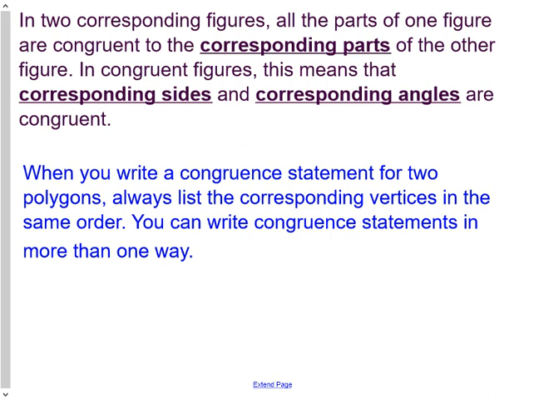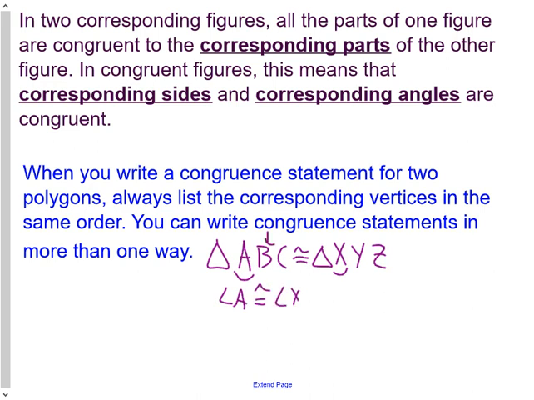But when you write a congruent statement for two polygons, you need to list the vertices in the same order. Meaning, if triangle ABC is congruent to triangle XYZ, just by how I wrote that statement, angle A and angle X are congruent. Angle B, angle Y would be congruent. And angle C, last one, and angle Z would be congruent just based on their position in the statement.